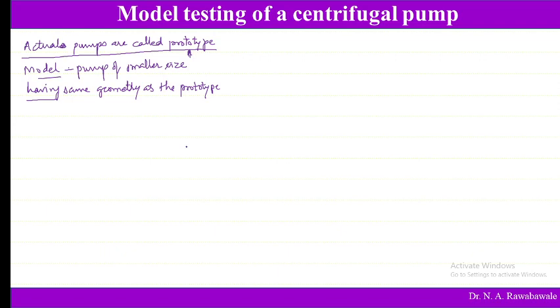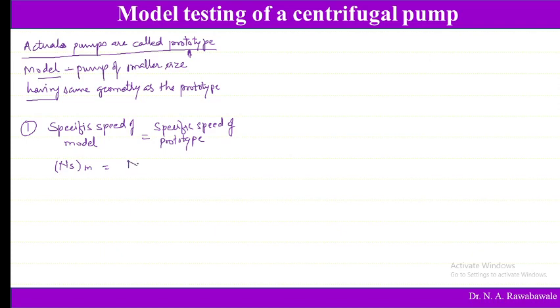Therefore, to conduct tests on a model and predict the performance of the prototype, the complete similarity between the model and the actual pump, that is the prototype, will exist if the following conditions are satisfied. So what are the conditions? Condition number one: specific speed of model must be equal to specific speed of prototype. Specific speeds must be the same.